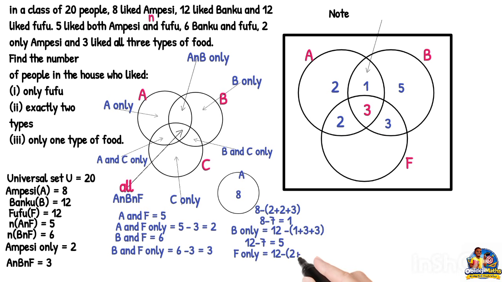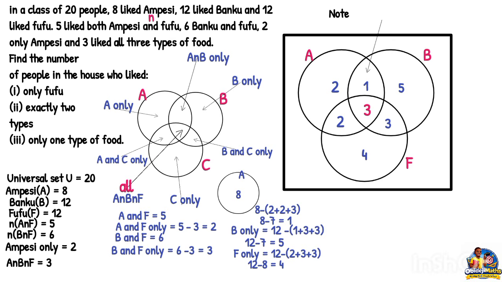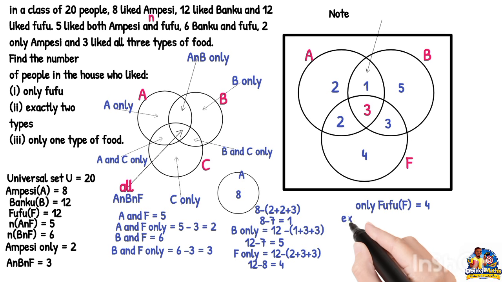Now for F only, Fufu only. All Fufu is what? 12. What are the numbers inside Fufu? 2, 3, 3. So add 2 plus 3 plus 3 together and remove it from 12, and that will give us 4. So we're going to write 4 as Fufu only, F only. Now, according to the question, we are told to find Fufu only, and that will be 4. Fufu only is 4.